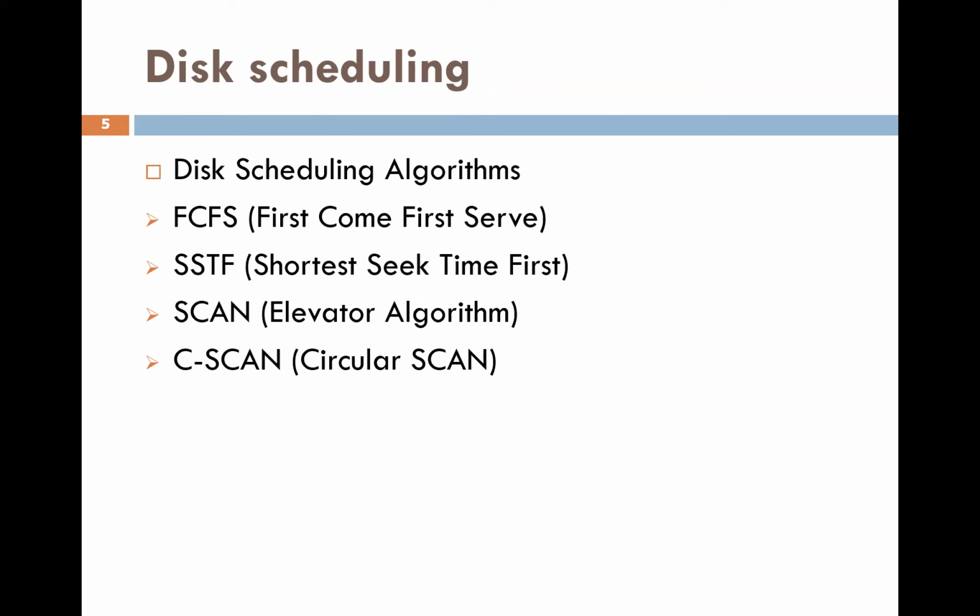For that purpose, there are different disk scheduling algorithms. We are going to discuss four algorithms. The first one is FCFS, the first come first serve disk scheduling algorithm. The second one is SSTF, the shortest seek time first scheduling algorithm. Then SCAN, which is the elevator algorithm, and then CSCAN, the circular scan algorithm.